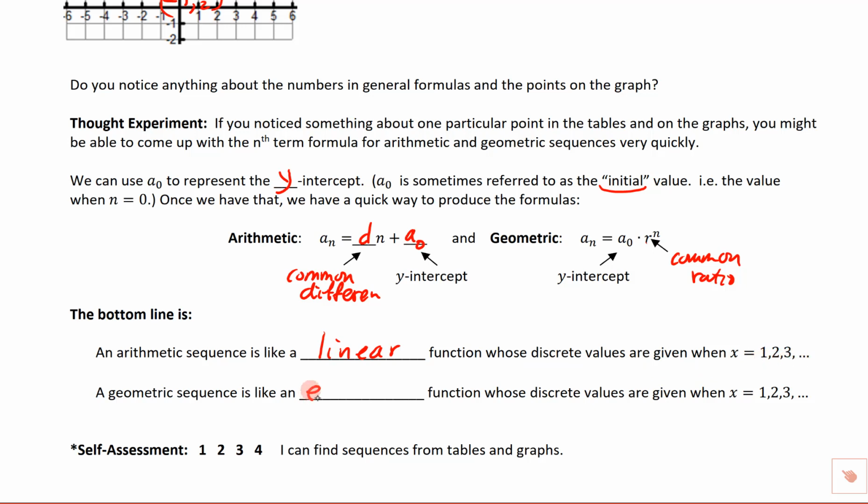And a geometric sequence is like an exponential function whose discrete values are given when we plug in a 1, 2, and 3. So first term, second term, third term, and so forth. So you can see the geometric is exponential, and you can see that the arithmetic is linear. So it's kind of like having f of x equals mx plus b over here. And on this one, it would be f of x is equal to, we'd have like an initial value, and then we'd have b to the x. So it would look something like that, and I'll just put an a naught right there for the initial value there.